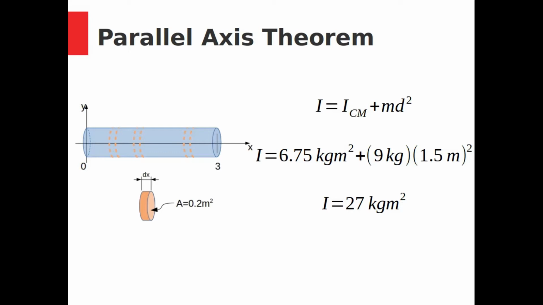In this case, the mass of the object was 9 kilograms. Since it is rotating about its endpoint, the distance from the center of mass to the new center of rotation is 1.5 meters. So following this calculation and this formula, we find that the new moment of inertia is the original one, 6.75 kilogram meters squared, plus the contribution added by moving the center of rotation away from the center of mass. That's 9 times 1.5 squared. The overall moment of inertia is 27 kilogram meters squared.